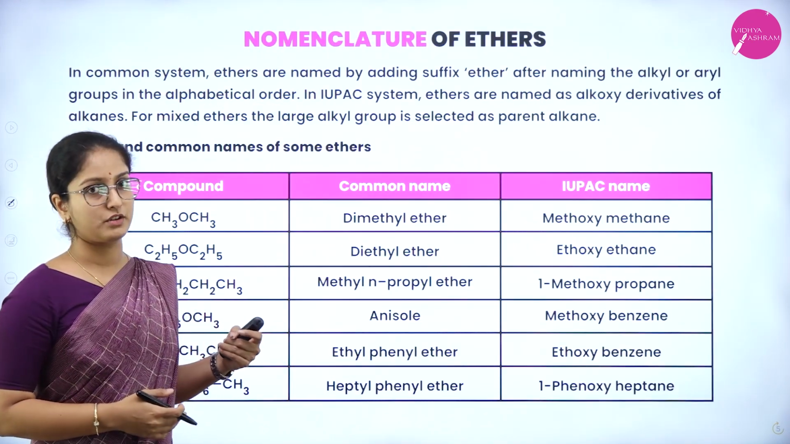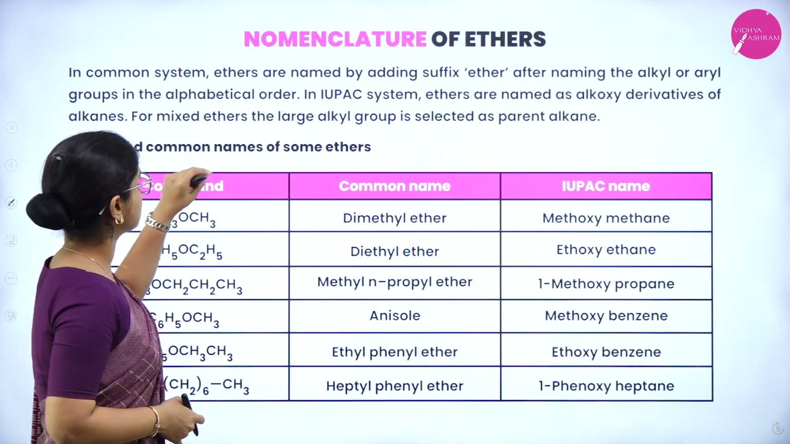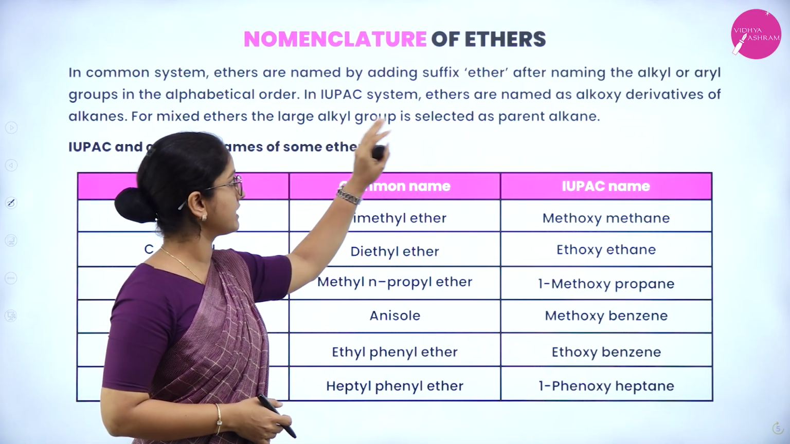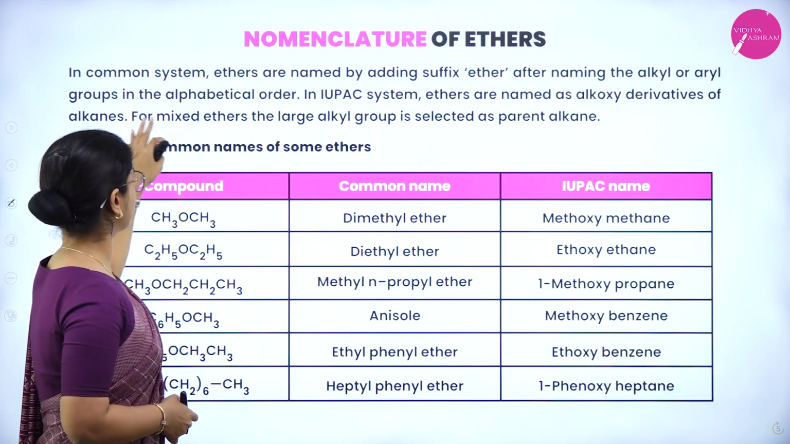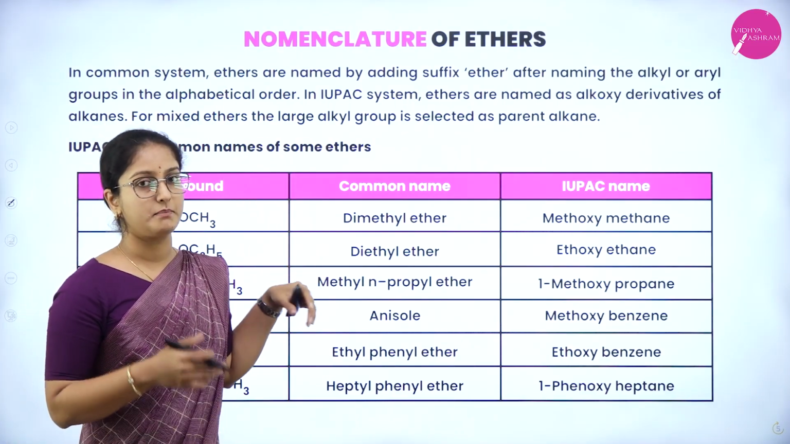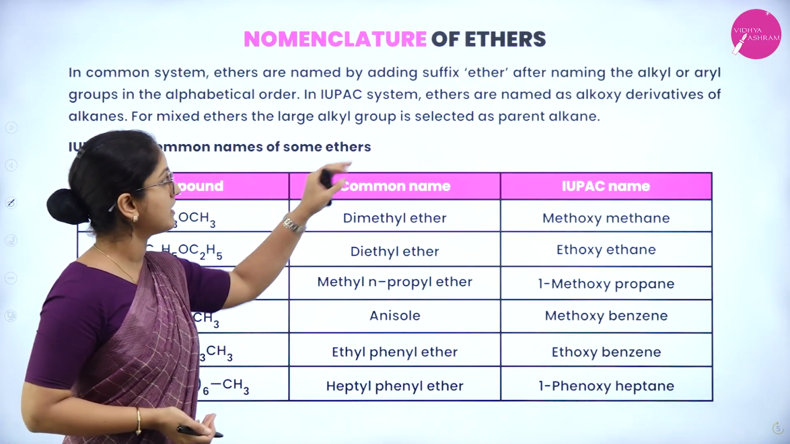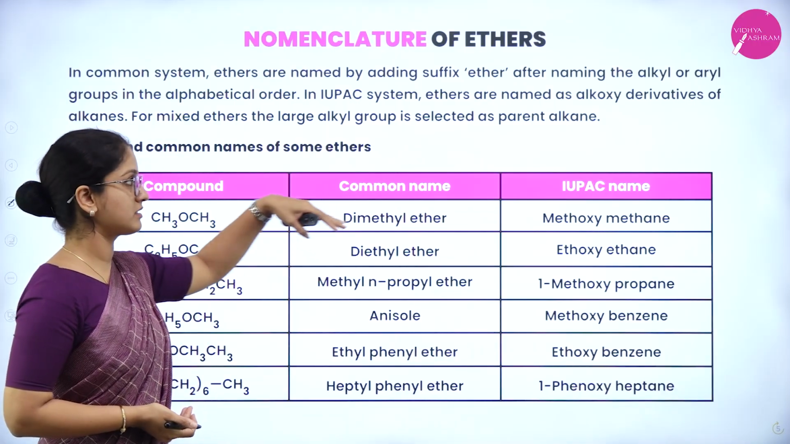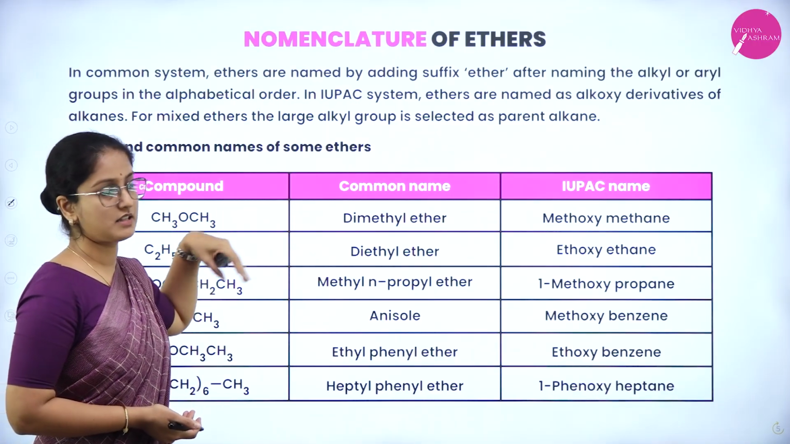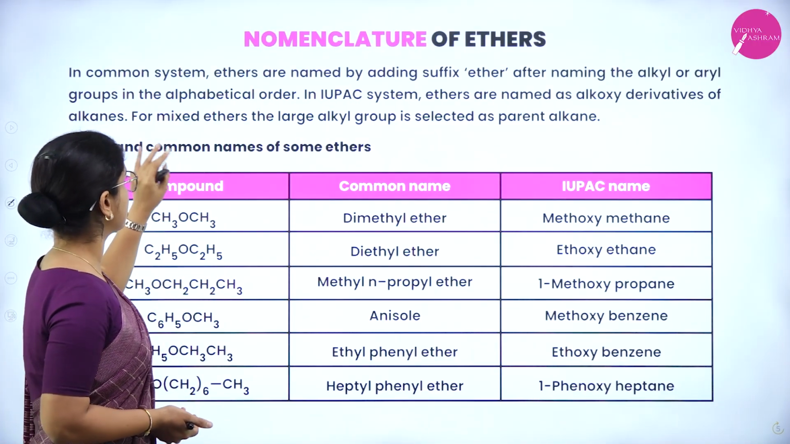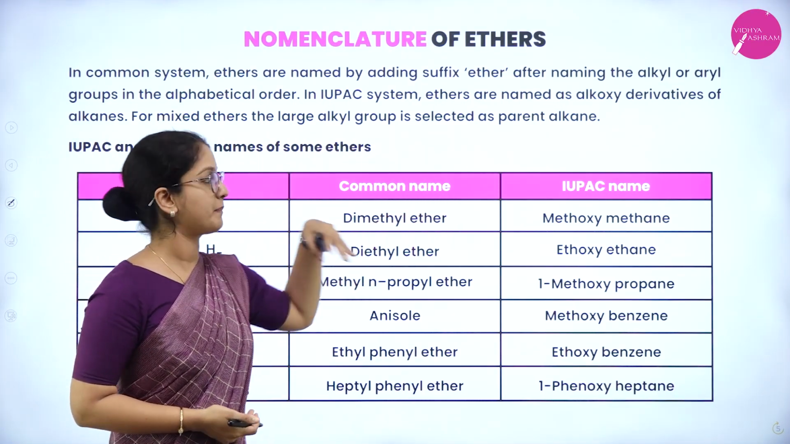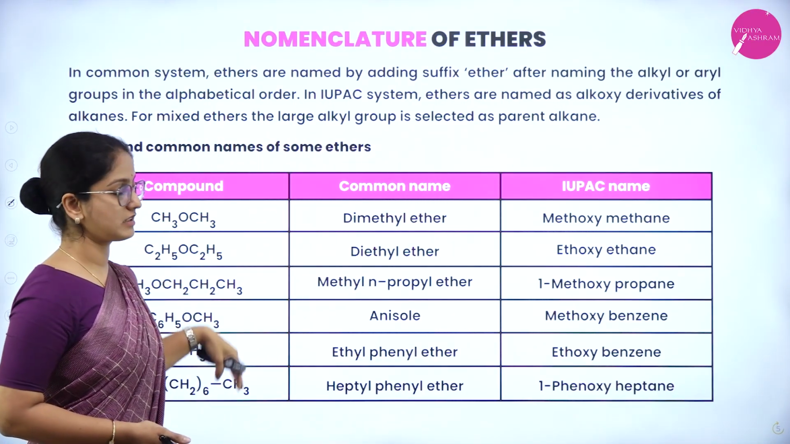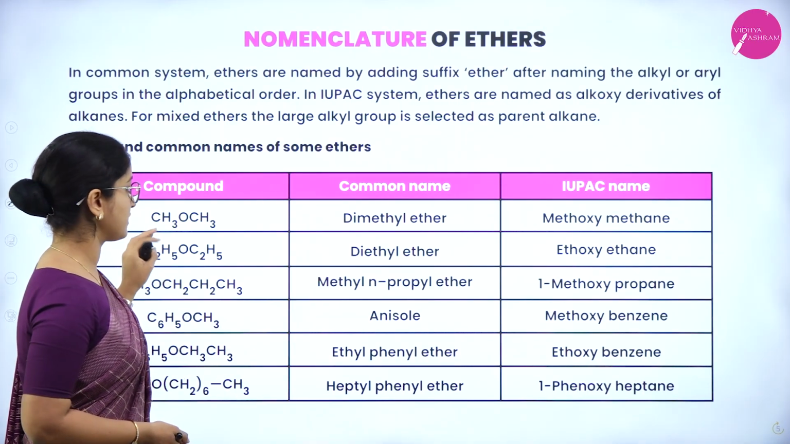Next is nomenclature of ethers. So in common system, ethers are named by adding suffix ether after naming the alkyl or aryl groups in the alphabetical order. But in IUPAC system, ethers are named as alkoxy derivatives of alkanes. So let us see with the examples. But for mixed ethers, the larger alkyl group is selected as parent alkane. So here are some of the examples. Let us see one by one.